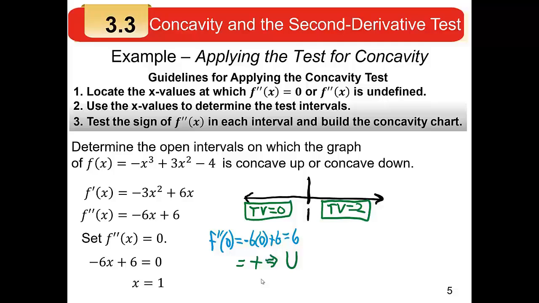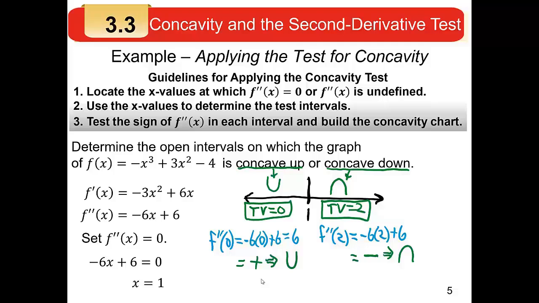Well, 6, of course, is a positive number. Positive means that the function is concave up or holding water. So you might label it that way, concave up to the left of 1. Then you move to your test value on the right side of 1, which we chose as 2. Plug that in, do the arithmetic, and you end up with minus 12 plus 6, which is obviously negative. That's concave down. So to the right of 1, the function is concave down.